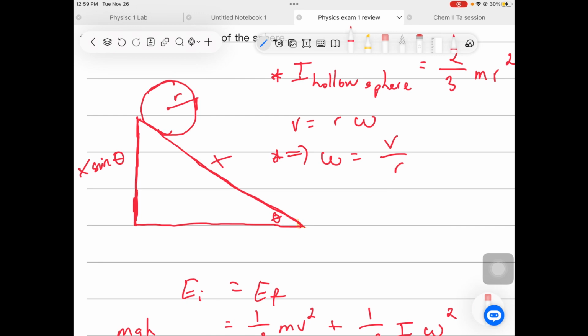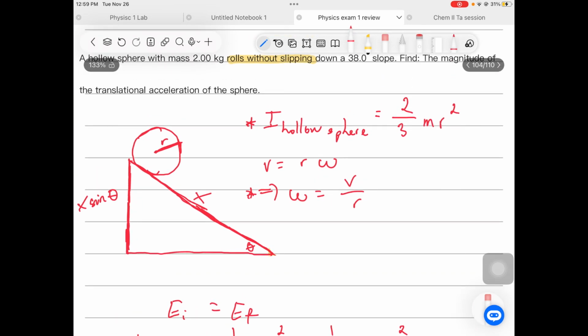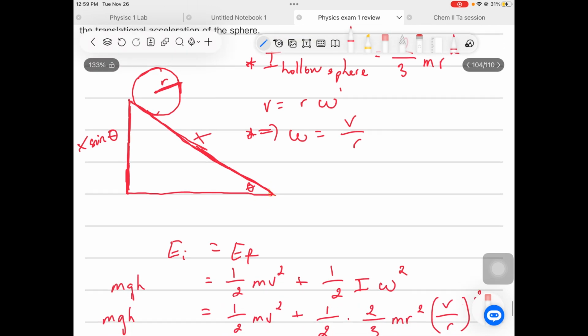Like I said, we don't know the radius, so we're going to name the radius of the sphere r. And the distance the sphere travels, we're going to name distance x. So that makes this height equal to x sine theta. And we know the moment of inertia of the hollow sphere is 2/3 mr squared, and velocity equals r omega.